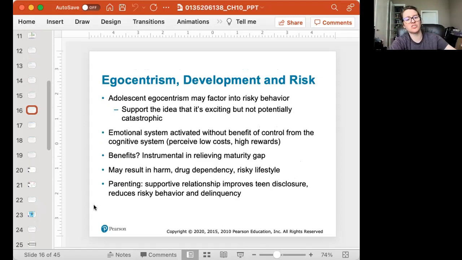So adolescent egocentrism may factor into risky behavior, which supports the idea that it's exciting, but not potentially catastrophic. The emotional system is activated without the benefit of control from the cognitive system. So they perceive low costs and high rewards. The benefits of egocentrism, it's instrumental in relieving maturity gap. It may result in harm, drug dependency, and a risky lifestyle. For parenting, a supportive relationship improves teen disclosure and reduces risky behavior and delinquency.